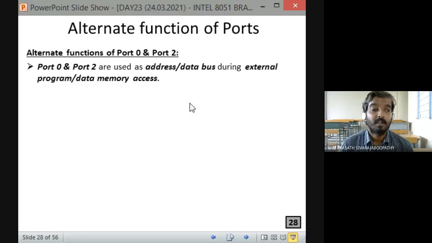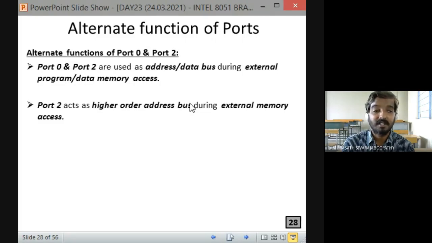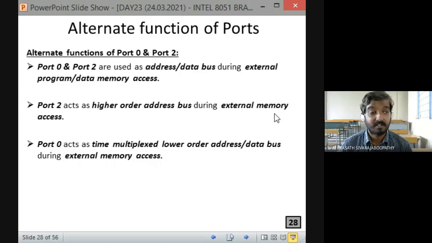Fine. Okay. What about the alternate function of port 0? Port 2 acts as the higher order address bus during external memory access. Port 0 acts as a time multiplexed lower order address and data bus during external memory access. I hope it is clear. See, we use both ports as address and data bus. However, port 2 carries only the higher order byte, the upper 8 bits of the 16-bit address. Port 0 has the multiplexed lower order address and data.